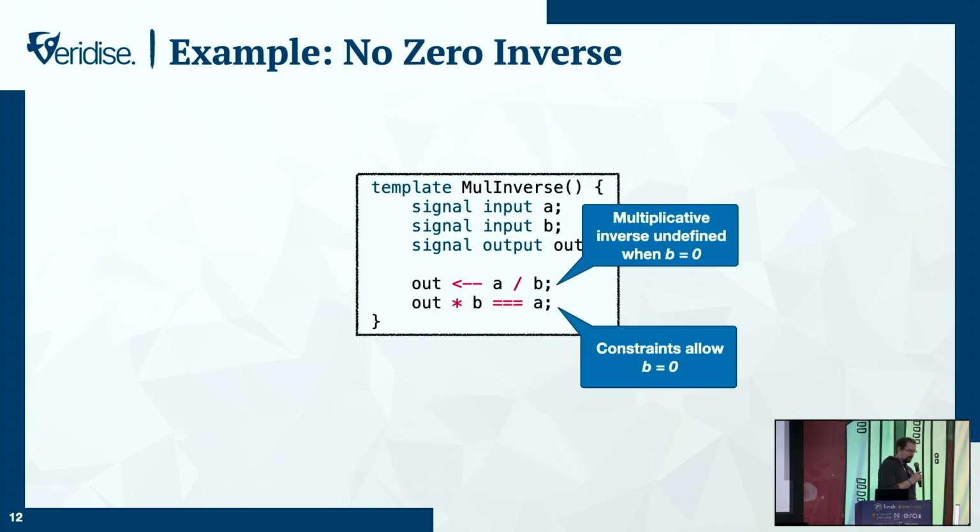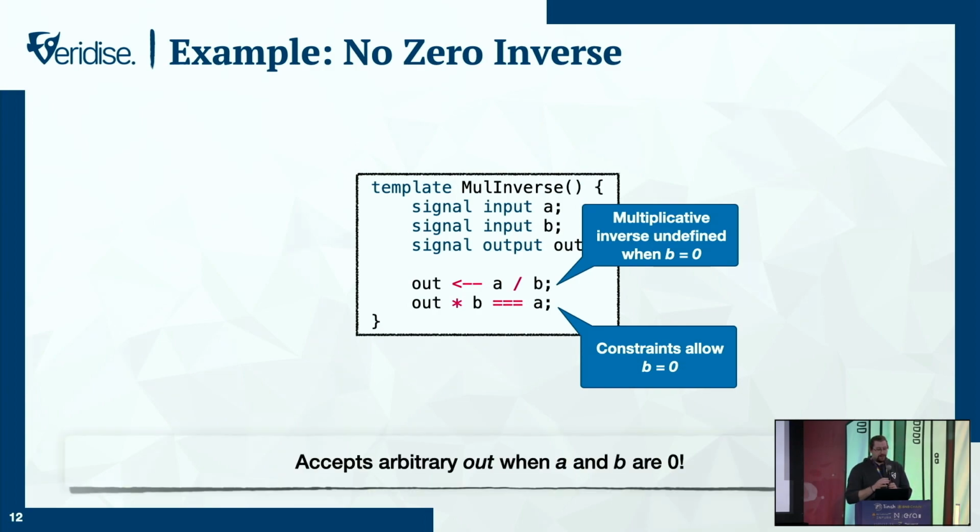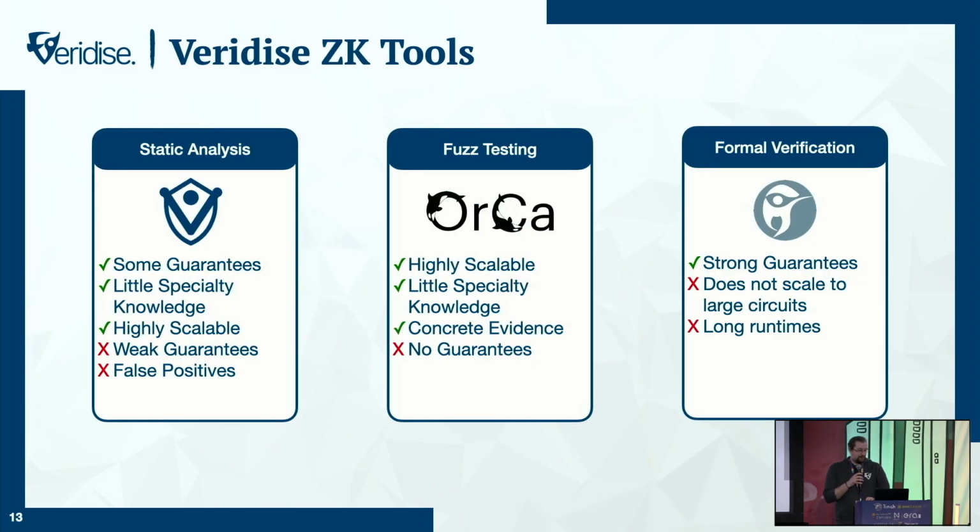Similar to division, the multiplicative inverse is undefined when b is equal to 0. The reason why that's important is because if you look at the constraints below, this does not consider the case where the user might provide a value where b is equal to 0. What that means is if someone ends up providing a equals 0 and b equals 0, out is completely unconstrained, allowing someone to pass in any particular value that they want. Obviously that is not very desirable.